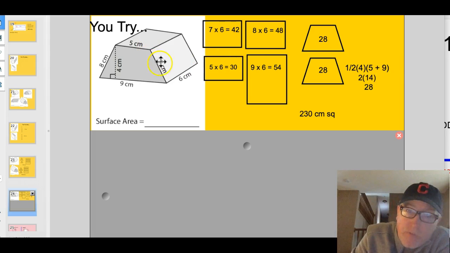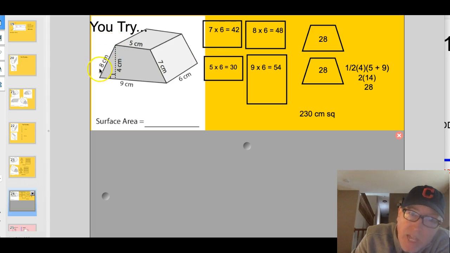Okay, let's do this guy here first. This is probably the easiest one. We can see it. You have a side that's 7 times 6. That's right here. So 7 times 6 is 42 for this rectangle. Then you also have a side that's 5 times 6. Well, 5 times 6 is going to be 30. So that's this rectangle here.